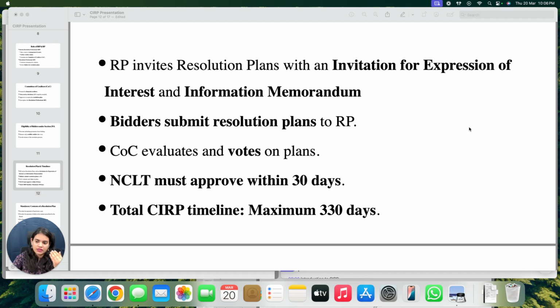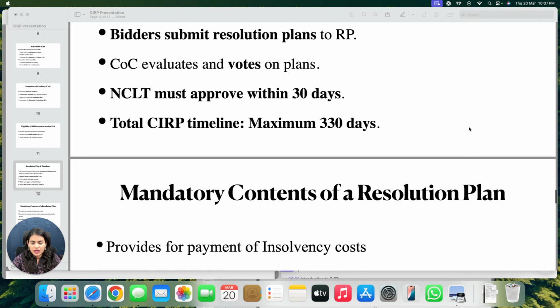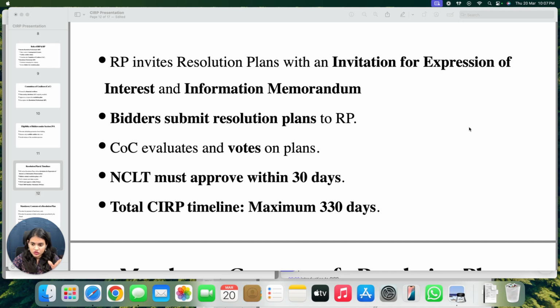Once a resolution plan is accepted by the members of the committee, then the resolution professional shall file an application of the resolution plan to the NCLT, and within 30 days of such filing of the application, the adjudicating authority will communicate its approval. And this 30-day window is also inclusive of the 330 days period.